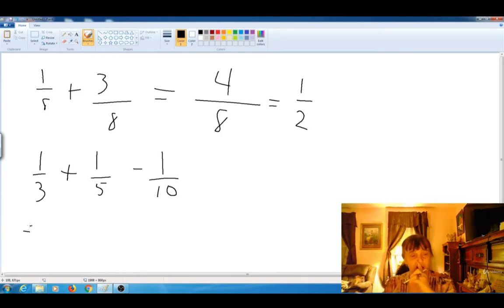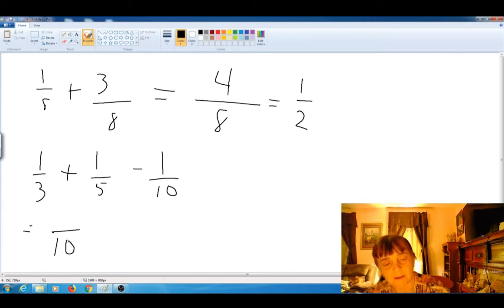Okay, now what's my common denominator? You cannot add 1/3, 1/5, and subtract 1/10 as they are. 10 won't divide by 3, and 10 does divide by 5. Our highest denominator is 10. So you pick the next highest multiple of 10, which is 20. 20 divides by 5, but not 3. And the next highest multiple of 10 is 30. 30 divides by 3, because 30 divided by 3 is 10. 30 divided by 5 is 6, and 30 divided by 10 is 3.